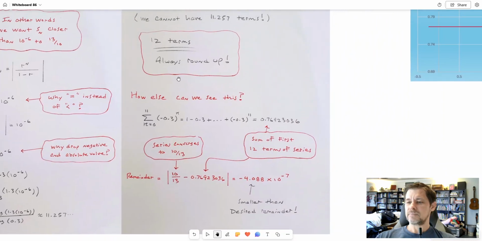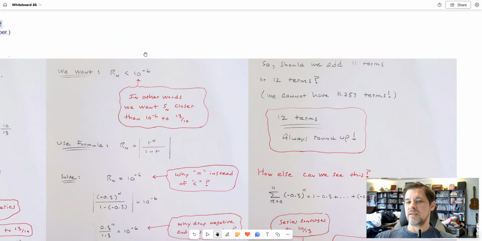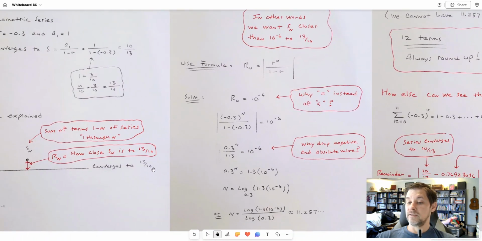Now I want to do something even more tangible than what I've shown you. So far, you see how to solve the problem. But there's an even more basic way to see it. I hope you understand that what I'm about to show you is even simpler and more direct than what I've gone through already. Here's what it says. What we're saying is if you add 12 terms of this series together, then you will be this close, 10 to the minus 6 power, to what the series converges to.